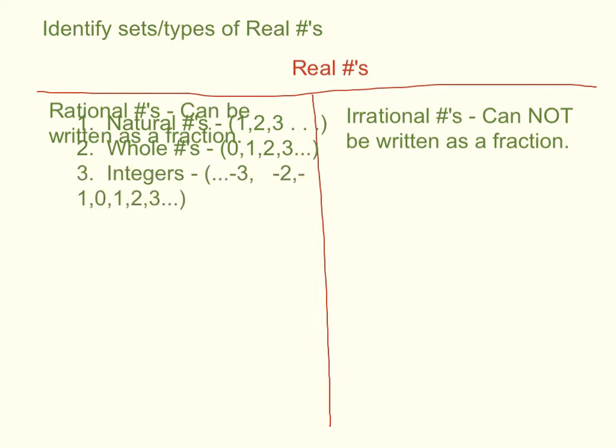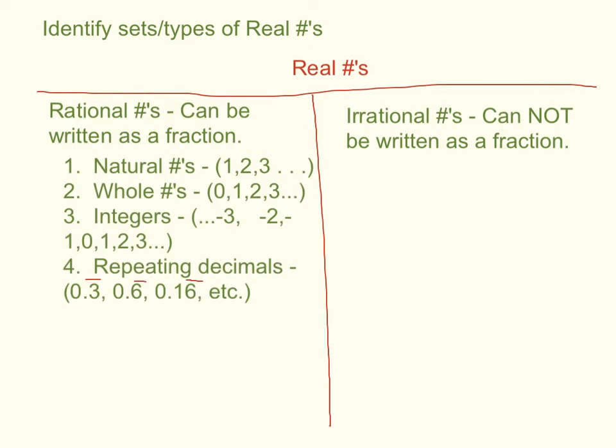The next type of rational number is an integer. Integers include positive and negative whole numbers. So -3, -2, -1, 0, 1, 2, 3, and so on. And notice that the dots go in either direction. So -4, -5 are also included all the way to infinity and back.